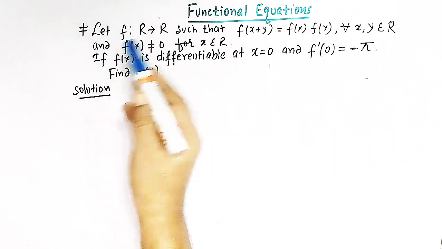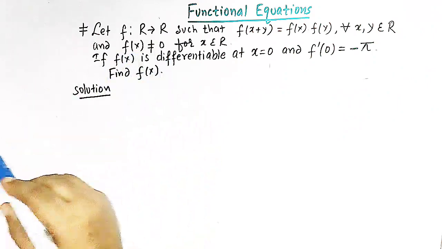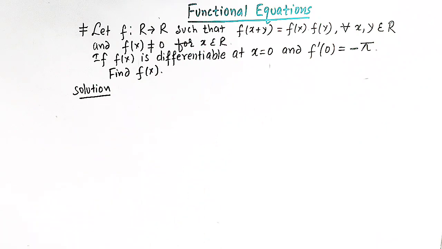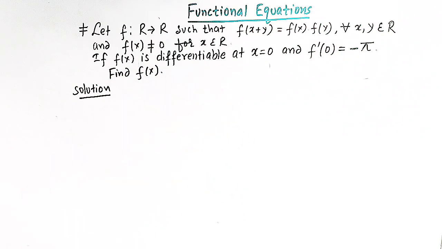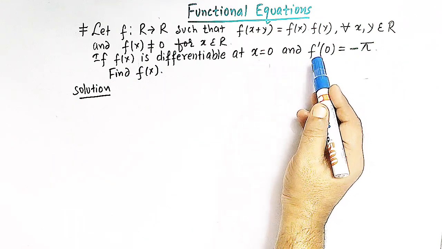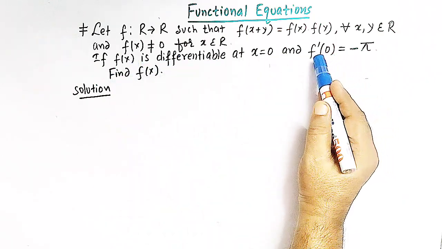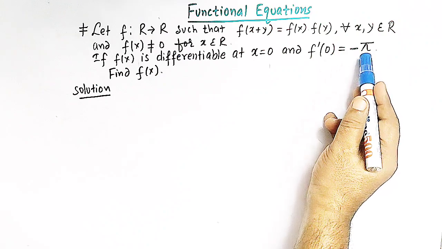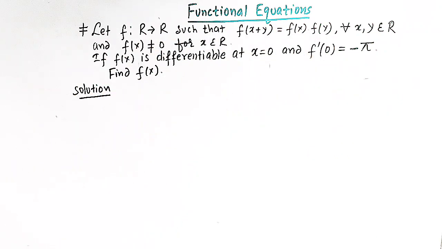And here an additional condition is also given, that is f of x is not equal to 0 for any x belonging to the set of real numbers. And here we are given that f of x is differentiable at x is equal to 0, and the derivative of f of x at this point is given as f prime of 0, that is equal to negative of pi, right? So using all these conditions, we have to find the function f of x, right?